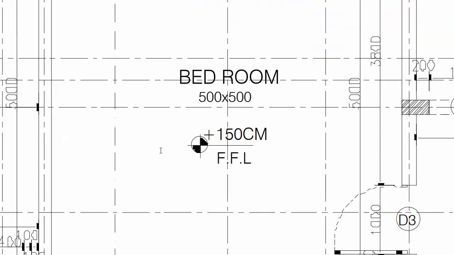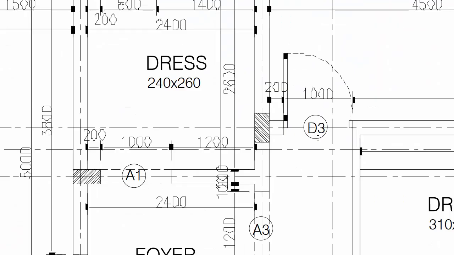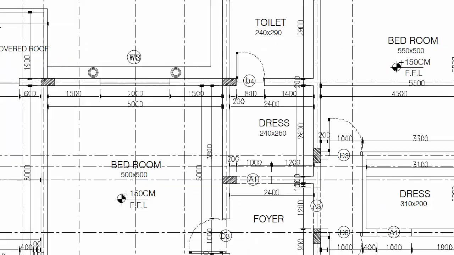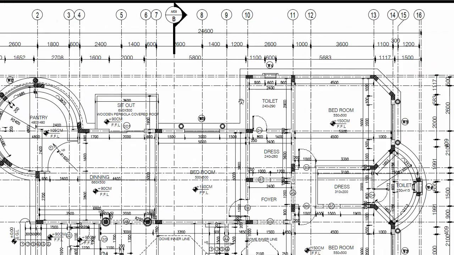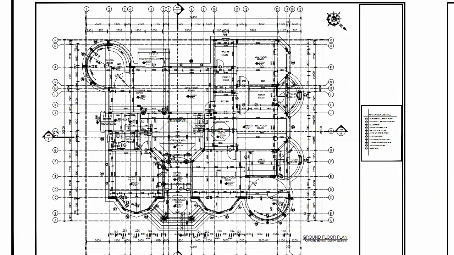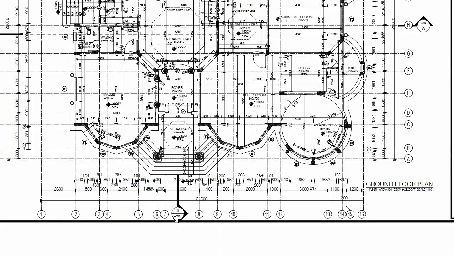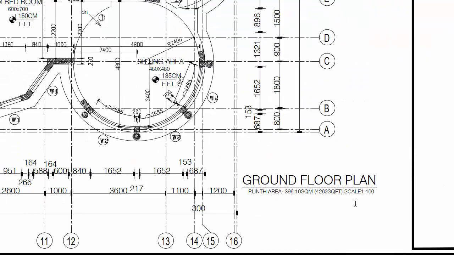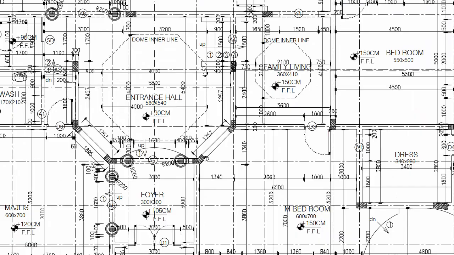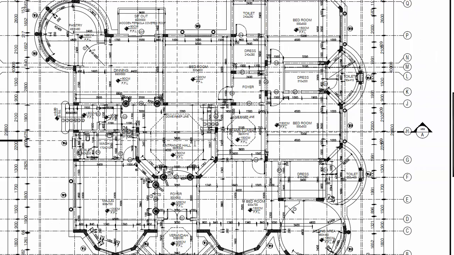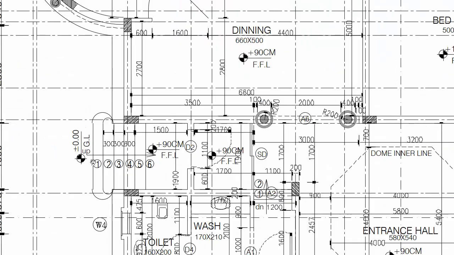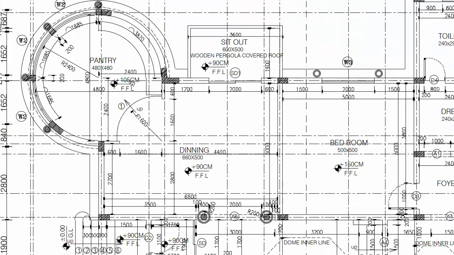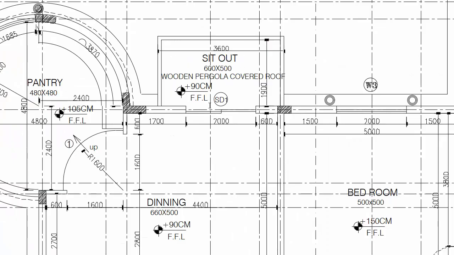You have to add the levels and door numbers, like D3, and you have to add window numbers with IDs. And you have to add the section line here. Section A is here, section B is here. You can see that we have to add the ground floor plinth area. So in this way you should create the ground floor plan. Here we have the ground level 00. Here we have the sliding door.